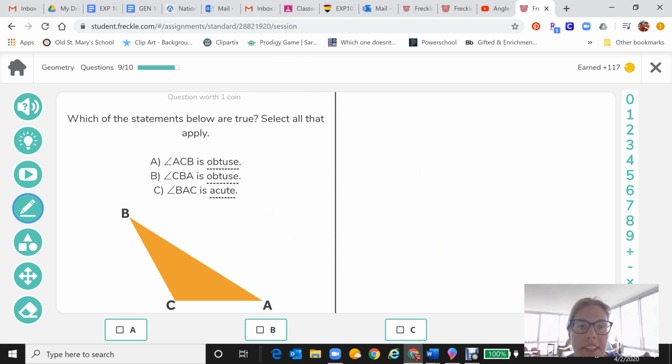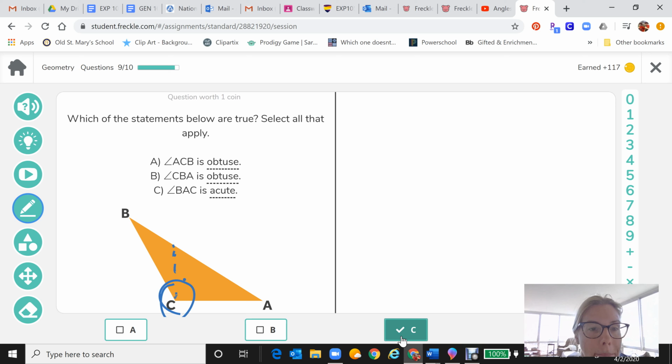Okay. Next one, which of the statements below are true? Select all that apply. So again, there might be more than one right answer here. Okay, angle ACB is obtuse. ACB. This angle right here is what we're looking at. Well, if I look at that and I stick my piece of paper in there, I can absolutely tell that this angle is greater than 90, because if it was 90, it would fall right here. So that is correct. Let's look at the next one.